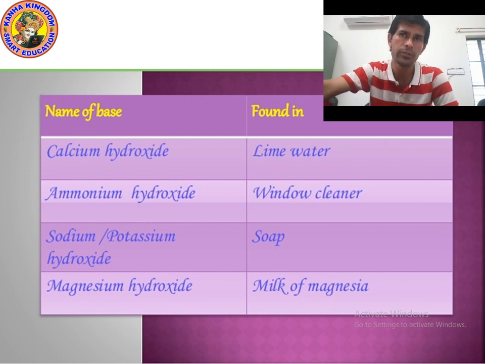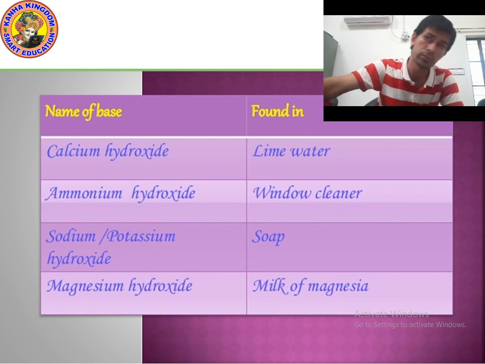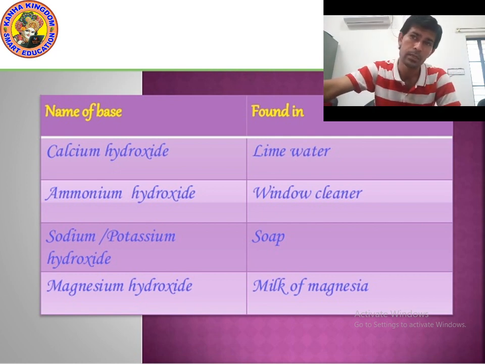To make soap we use sodium hydroxide and potassium hydroxide. Yes, they are bases. And to make milk of magnesia we use magnesium hydroxide. Okay, so all these are important.